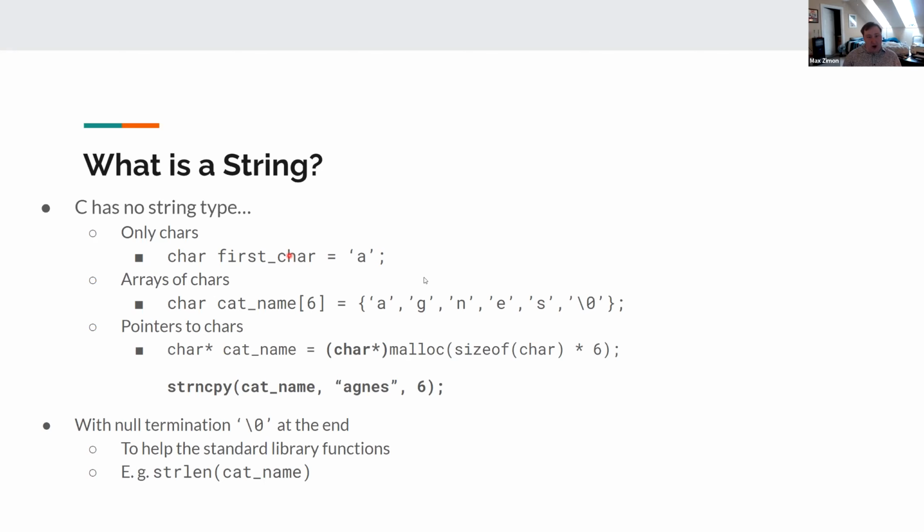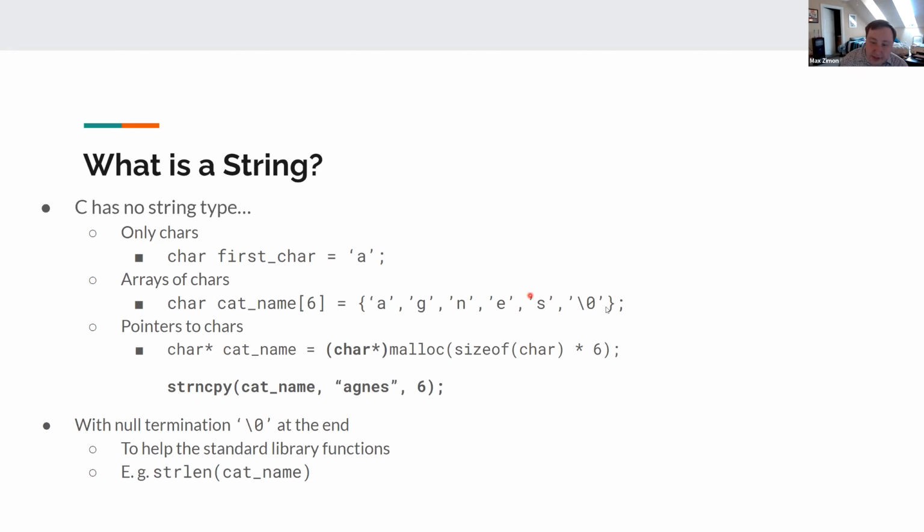If I just declare a char first_char equals A, then I'm going to use 1 byte's worth of space on my stack, because it's not a pointer, it's not a malloc'd amount, so it doesn't go on the heap, it goes on the stack. That value is going to be the binary corresponding to A. I could have an array of chars, which will also go on the stack, and I could declare it like so, and say that I've got 6 chars, and they are AGNES, which might happen to be the name of one of my other cats.